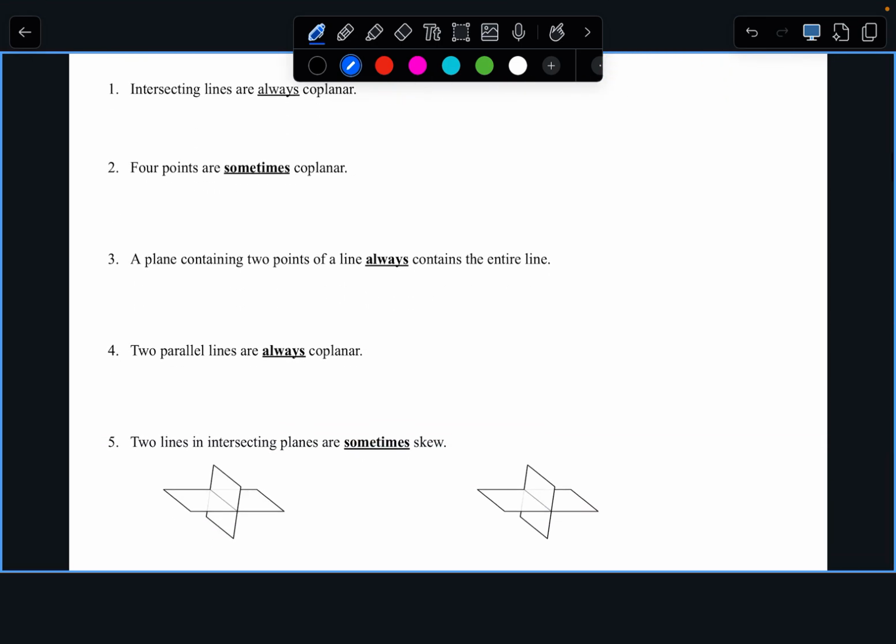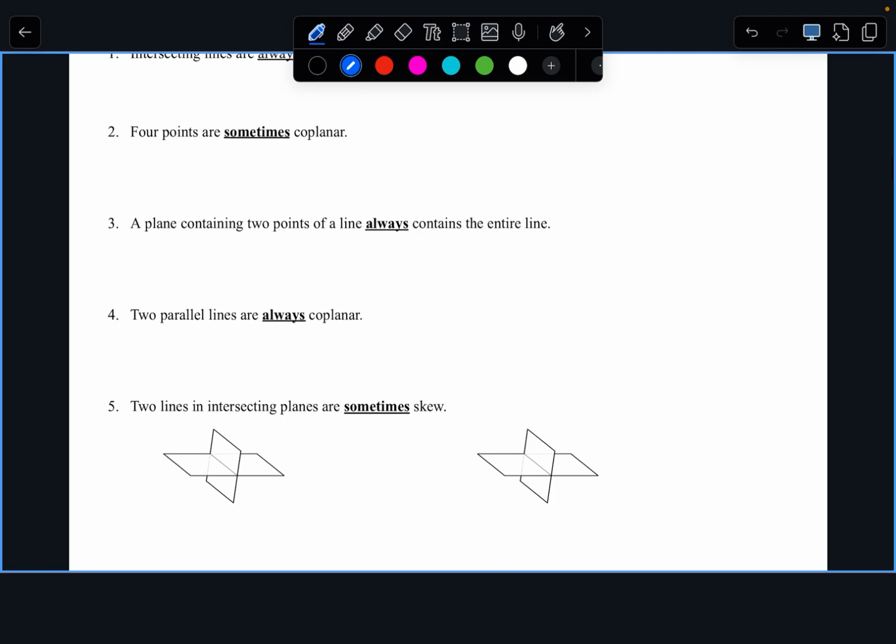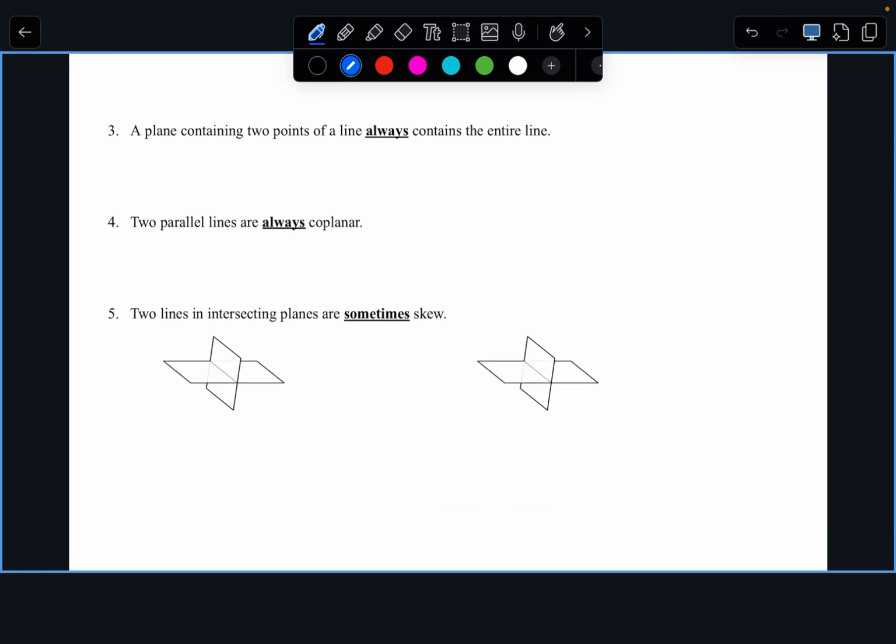And then 2 lines in intersecting planes are sometimes skew. So one example, if we have this section and this section, those lines are skew because they're not going to intersect and they are not parallel. But these 2 lines are not skew because they are parallel.